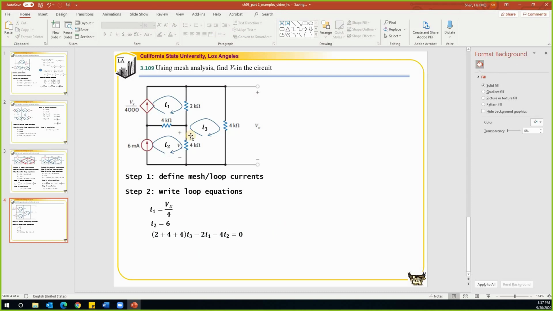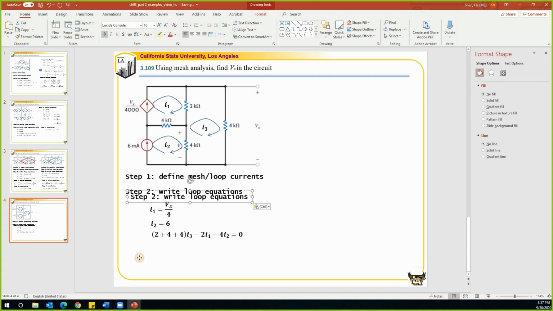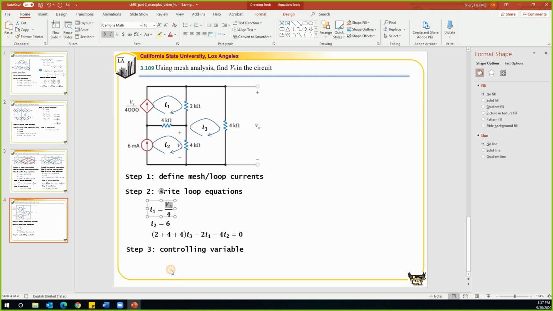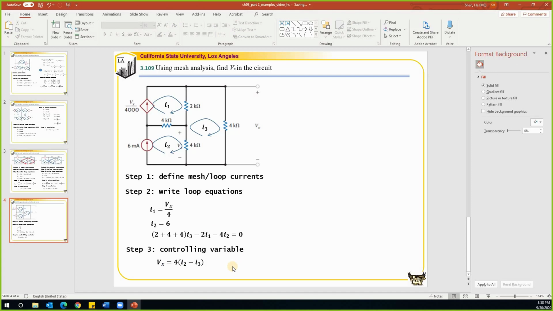So now we have 3 equations, but we have 4 unknowns because of this dependent variable. We need an additional equation, and this equation comes from the controlling variable. In this case, the controlling variable is Vx. This current depends on Vx. We need to write Vx in terms of the mesh currents that we define. So let's find Vx. Vx is over here. I will need to write it using Ohm's law. Vx is equal to the 4K times the current going through this resistor, which is I2 minus I3. That's how we get these 4 different equations.